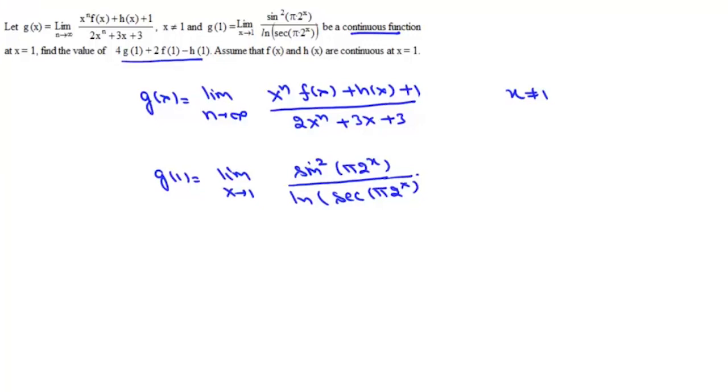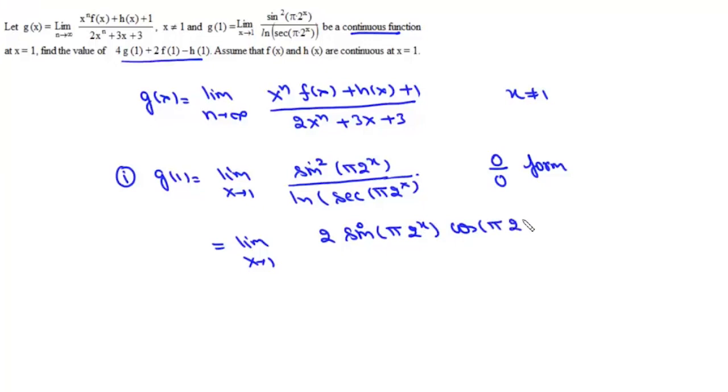Now what we'll do is, we'll first solve this limit, which is g1. Now if we put x as 1, this is sine 2 pi, and sine 2 pi is 0, and here will be the secant 2 pi, which is 1, and log 1 is 0. So this is 0 upon 0 form. And if it is 0 upon 0 form, we'll use L'Hopital's rule. So it will be this limit x tends to 1, and we can write this as 2 sine pi into 2 to the power x into cos pi into 2 to the power x, and then it will be this pi 2 to the power x log 2.